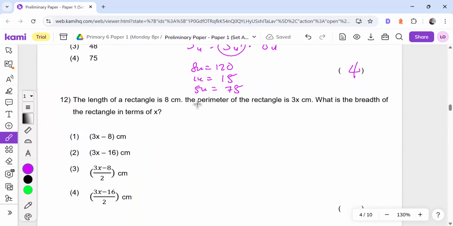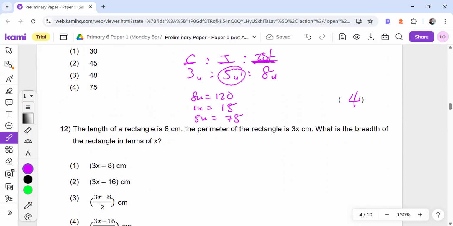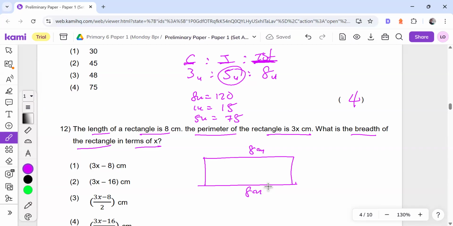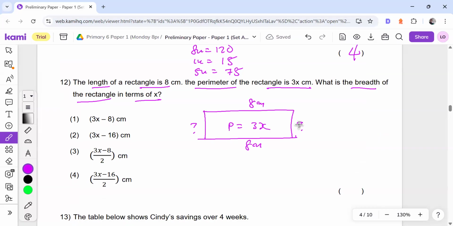The length of a rectangle is 8 cm. The perimeter of the rectangle is 3x. What's the breadth of the rectangle in terms of x? If you have difficulty trying to get the answer, then you should draw. The length is 8, right? Obviously, it's also 8. Perimeter is 3x. Can you find the breadth? So you draw and then you can see more clearly. How do you find the question mark? It's like a primary 3 question.